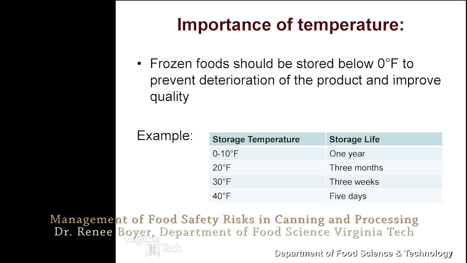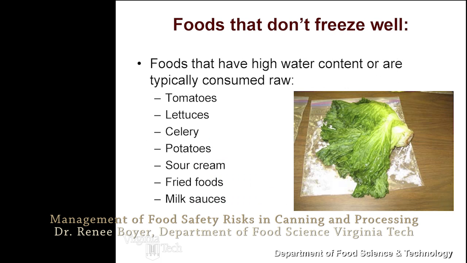Foods that don't freeze very well are things that have a lot of water, because it's water that's being bound. So tomatoes, lettuce, celery, potatoes, sour cream, fried foods, some of those kinds of things just don't freeze very well. Vegetables all freeze great, meats freeze great, those kinds of things.